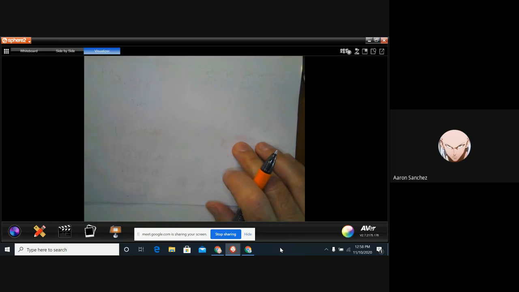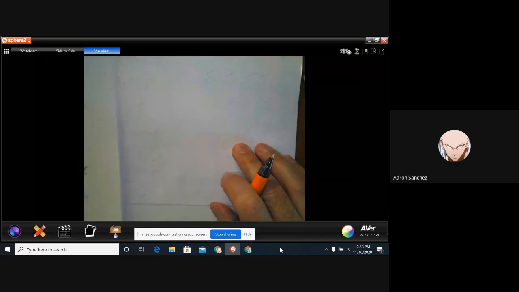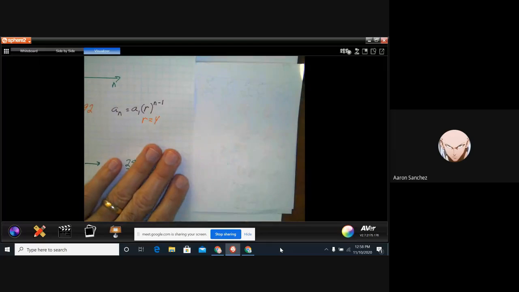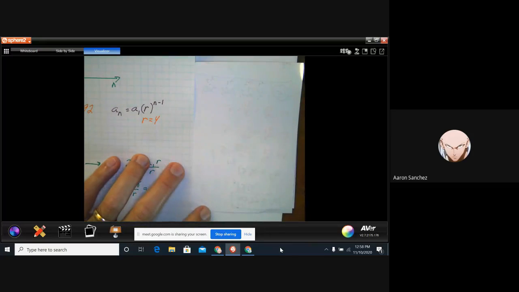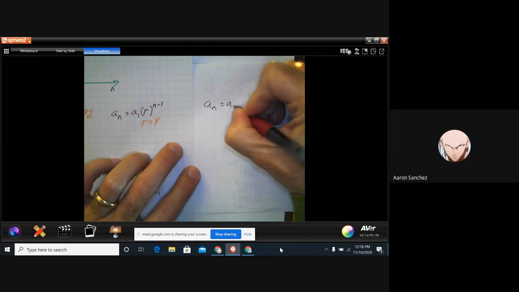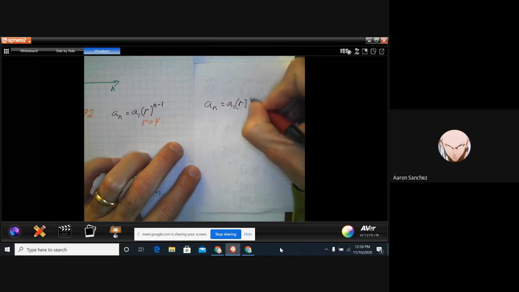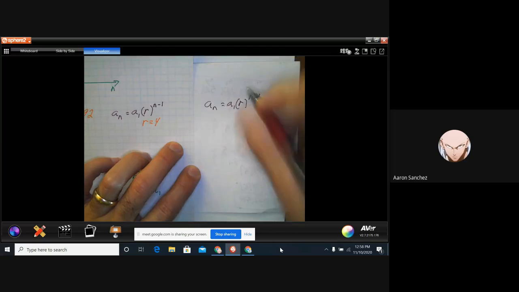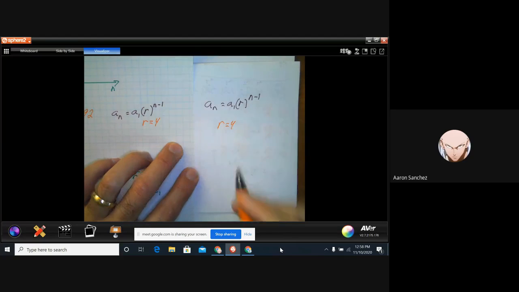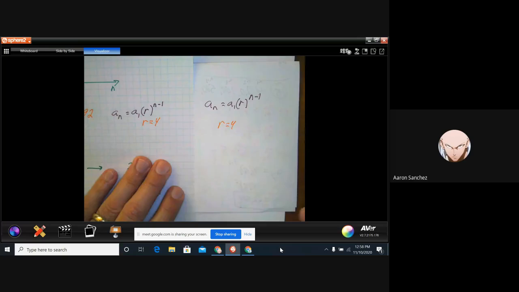Okay, so now I'll put this on the side here so you can see what I'm doing. Let me recopy this. I have a to the n equals a to the 1 times r raised to the n minus 1. I have r equals 4. Now we're going to do what we did on the last one to figure out the a to the 1. We had the r, we just have to figure out the a to the 1.